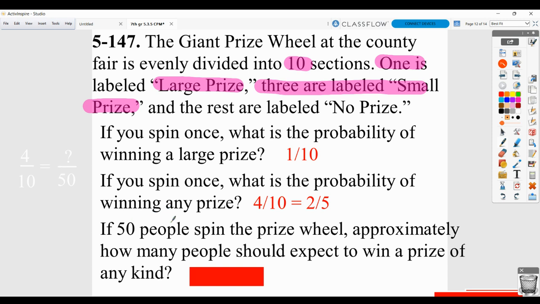And then if 50 people spin the prize wheel, approximately how many people should expect to win a prize of any kind? So this is kind of light over here for you to read, but basically what we're saying is 4 people out of 10 will win prizes. So how many is that out of 50? And again, you could do your cross products. So you would take the two numbers that you know diagonally, which is the 4 times 50, multiply those, and then divide by the third value, which is the 10. And you get 20 people.